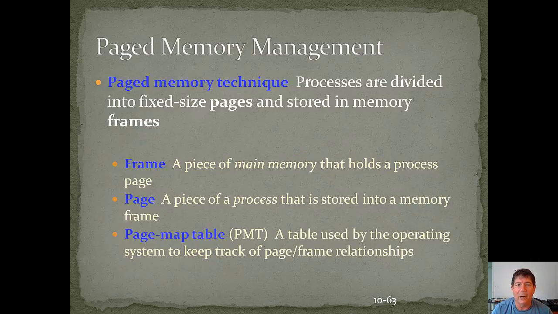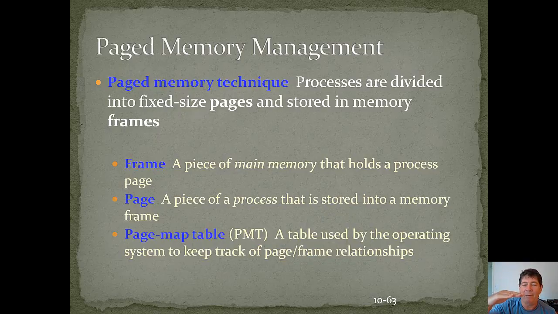So now we have another idea called paged memory management. Paged memory provides processes that are divided into fixed size pages and stored in memory frames. So a frame is a piece of main memory that holds a process page. A page is a piece of a process that is stored into a memory frame. And a page map table is a table used by the operating system to keep track of page-frame relationships.